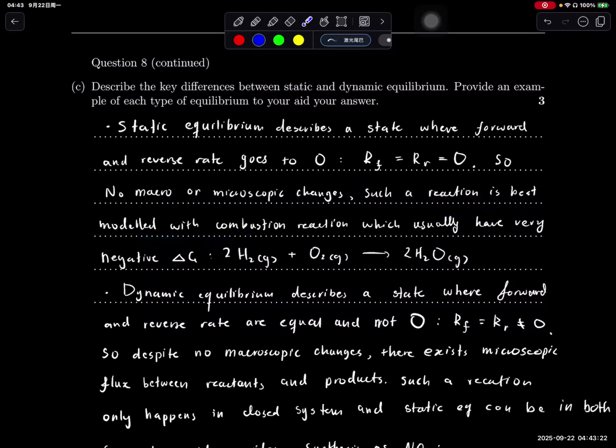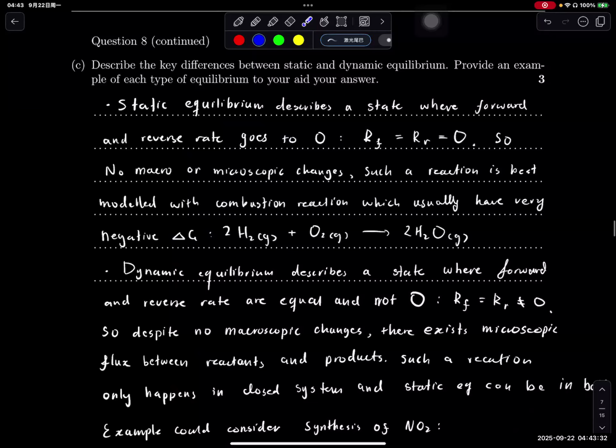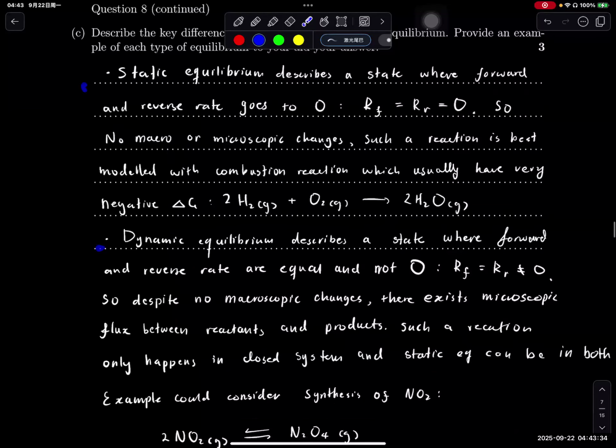I'll also explain why this is static equilibrium by talking a little bit about Gibbs free energy, a small reference explaining more. And for dynamic equilibrium, you can see how those two dot points have basically the same structure. I start talking about the definition. They have equal but not zero rates. So I have this equation and this equation. That's very obvious. This is the difference.